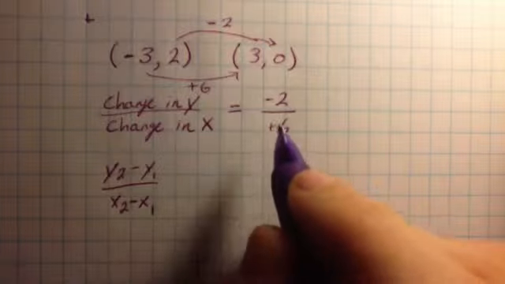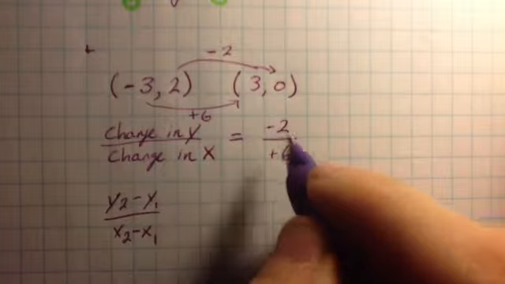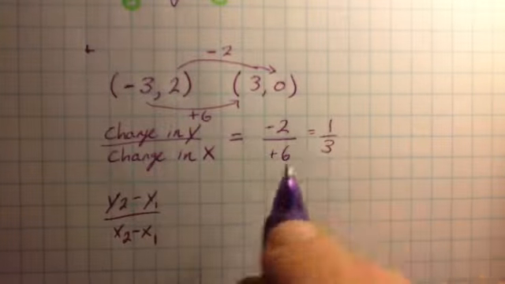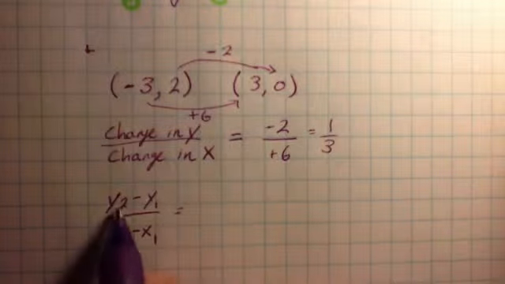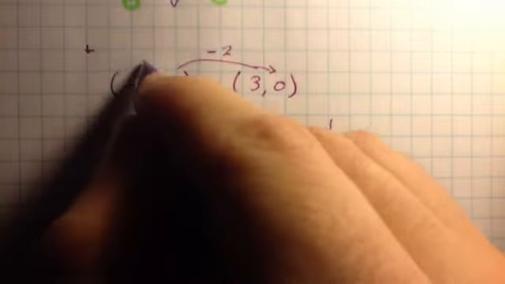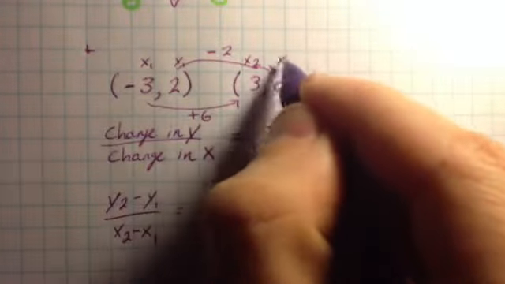Well, that was exactly the same thing I got when I did rise over run, right? And that simplifies to negative 1/3. I could also use the formula, right? I've got to label my points though. So this is x1, y1, x2, y2.